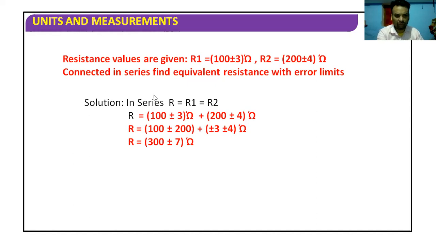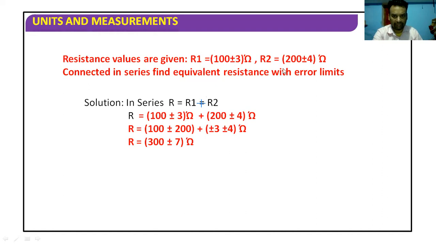So here is the formula, but there is some mistake in the formula, so make it correct. R is equal to R1 plus R2. This is plus. By mistake it was written as equal, so make it correct. This is plus. So when we connect two resistances in series, we take their sum, R1 plus R2.